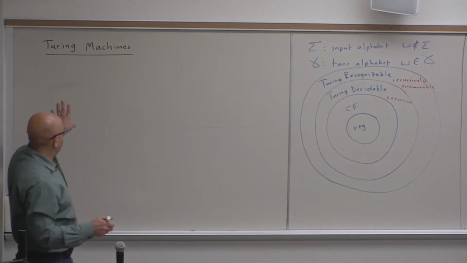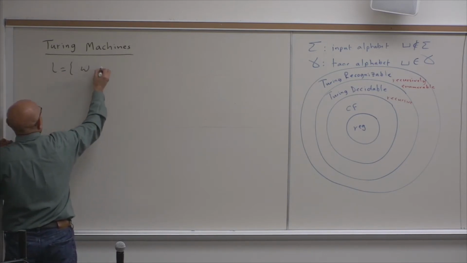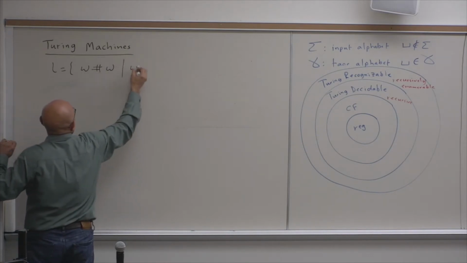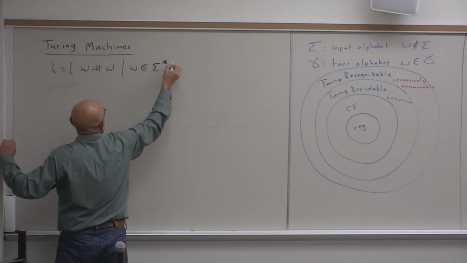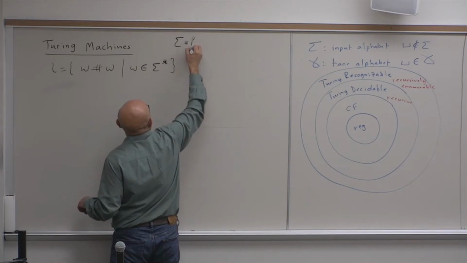For this case, let's look at this example. L is w pound w such that w belongs to sigma star, and sigma star is, let's say, 0, 1.